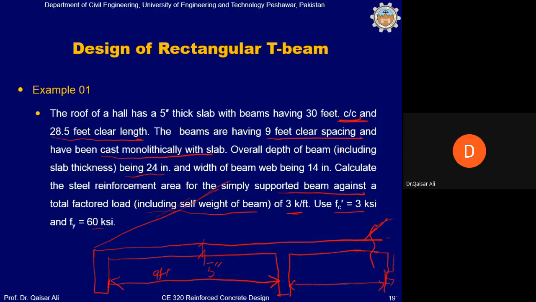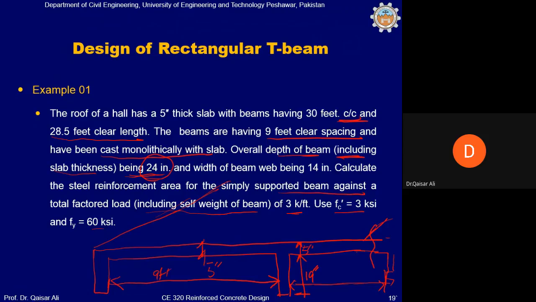Overall depth of beam including slab thickness. You should look at this carefully. Overall depth of the beam including slab, which means that from this part to this, total thickness is 24 inch. So how much is the hanging part? 24 inch minus 5 inch slab, 19 inch. This is 19 inch, and you have 5 inch.